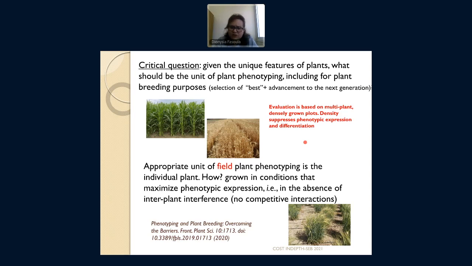When grown in conditions that maximize phenotypic expression, that is, in the absence of interplant interference, meaning no competitive interactions between plants. You can find more about this in this presentation, where we discuss 7 common barriers faced in plant breeding programs, and we propose specific solutions.